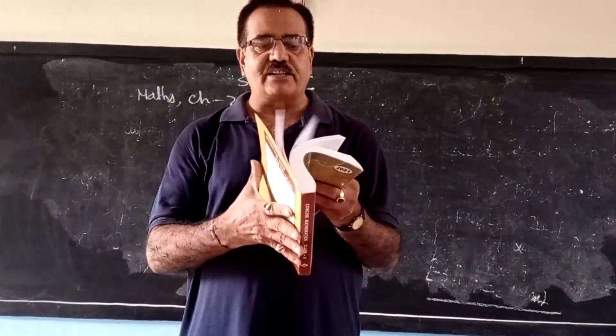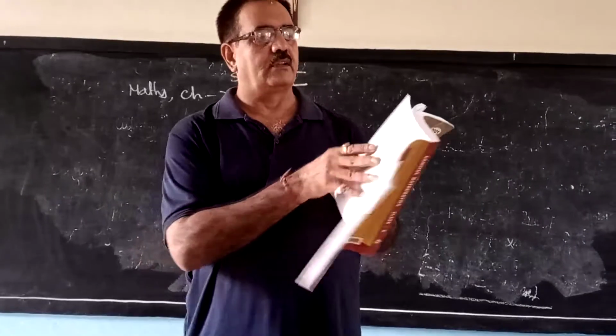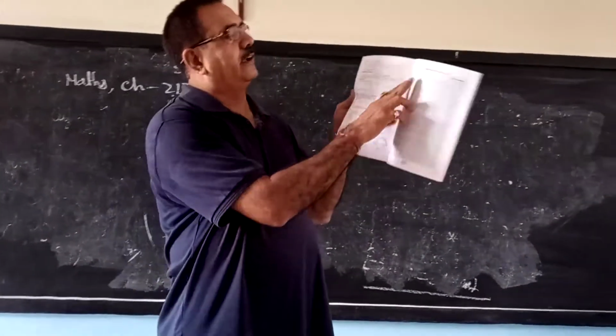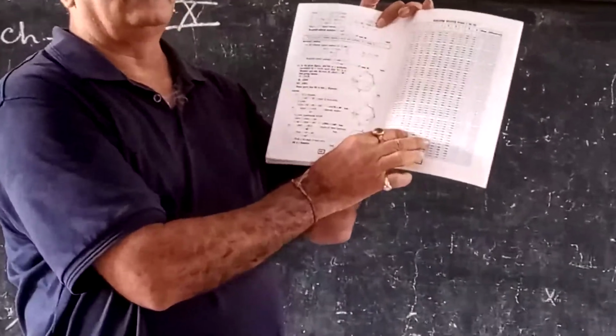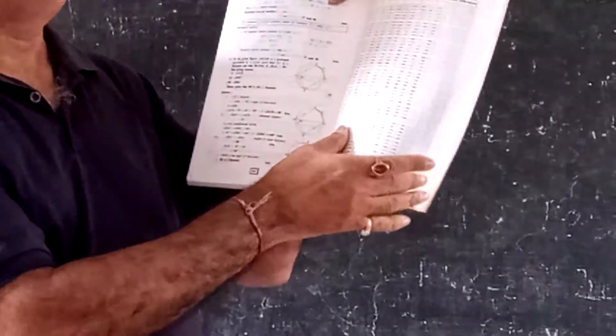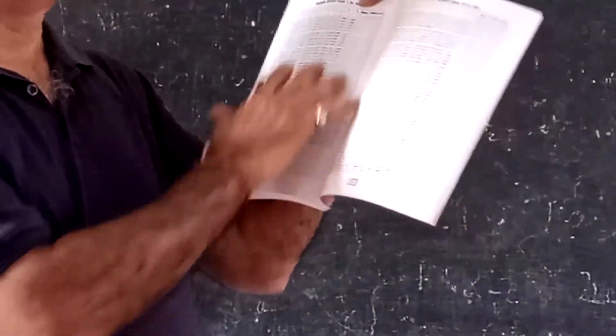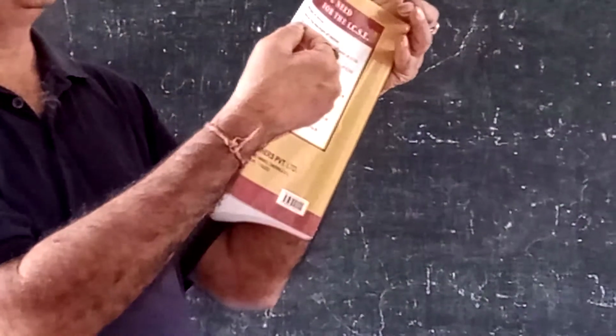It is also mentioned in the table. Now where is the table? See this table. This is the square root from 1 to 10 given. Columns are there: 0, 1, 2, 3, 4. So the square root of 1 to 10, the square root of 1 to 100. This is given in the table form.